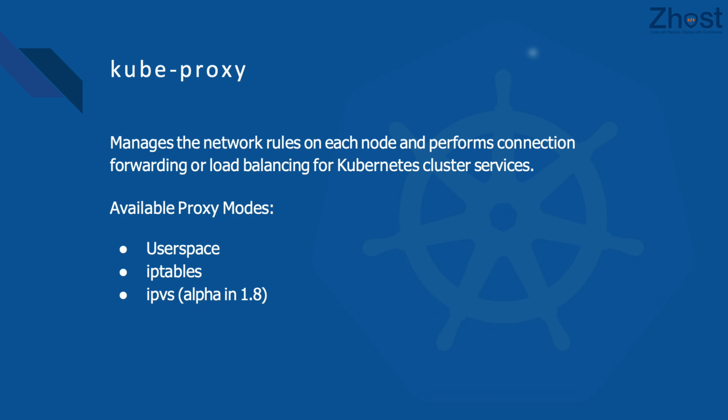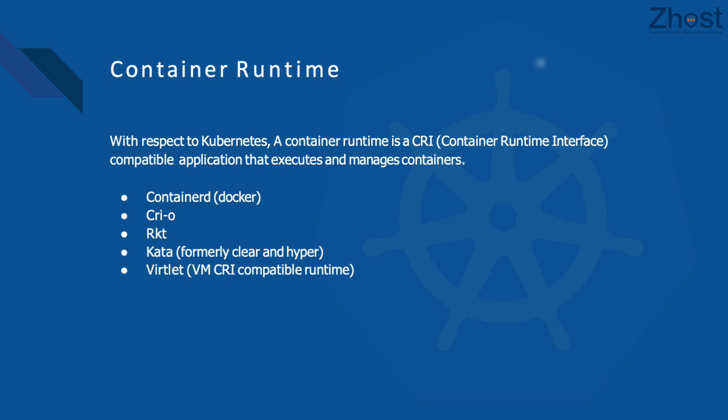Manages the network rules on each node and performs connection forwarding or load balancing for Kubernetes cluster services. Available proxy modes: user space, iptables, IPVS, alpha in 1.8. Let's see in details about container runtime.